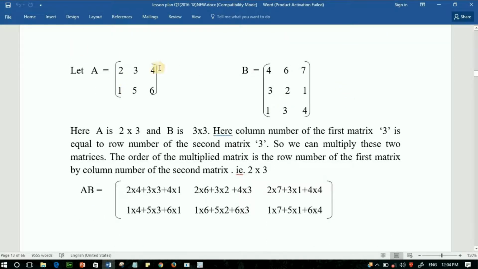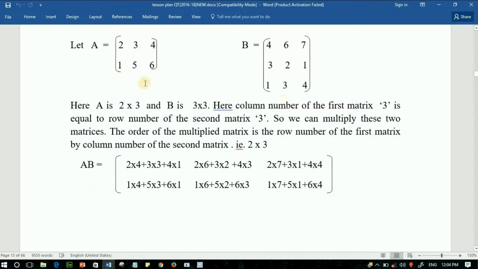Another example, A = [2, 3, 4; 1, 5, 6] and B = [4, 6, 7; 3, 2, 1; 1, 3, 4]. You can see that A is 2 by 3 and B is 3 by 3. The column number of the first matrix is equal to the row number of the second matrix, so we can multiply these two matrices. Then the order of the product AB is 2 by 3. We take the row number of the first matrix and the column number of the last matrix.